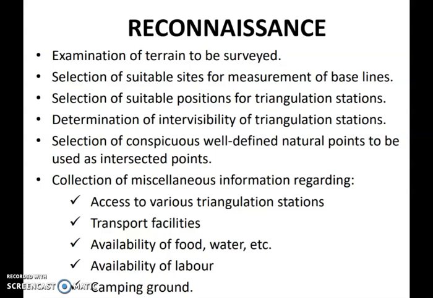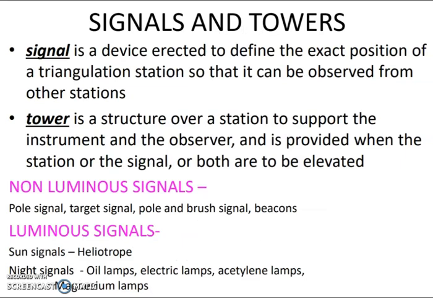If you realize nowhere we have taken any measurement, so all this information will be collected just by your visual observation. Now, next thing is signals and towers. First, let's understand what is a tower. Tower is a structure over a station to support the instrument and observer, and is provided when the station or signal or both are to be elevated.